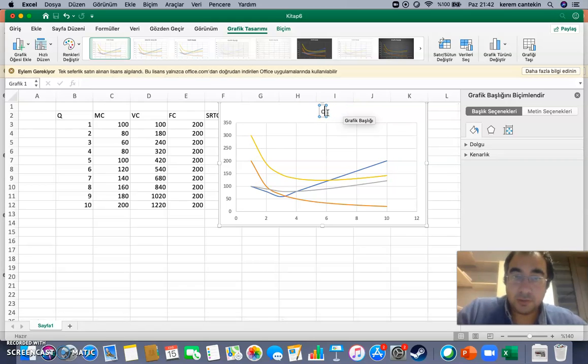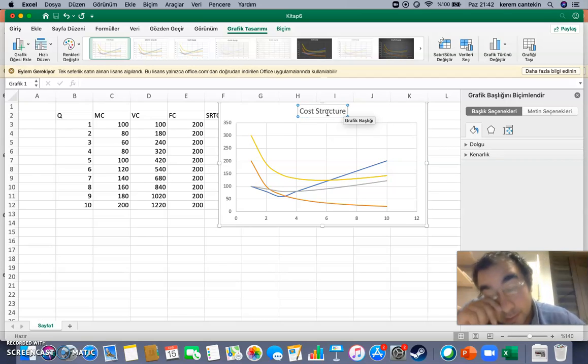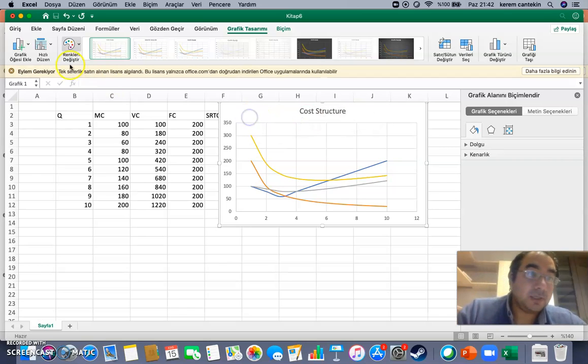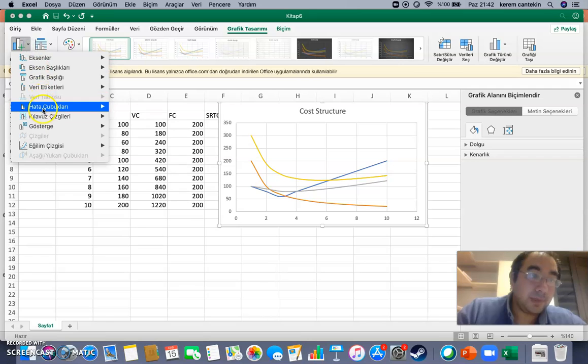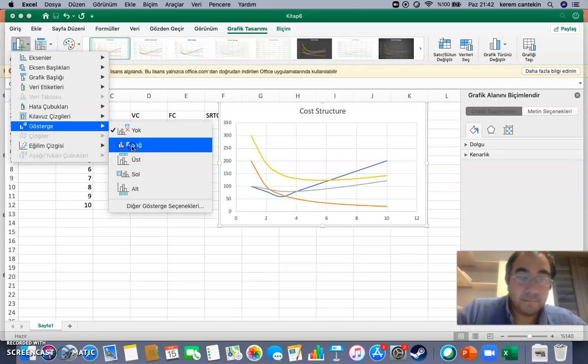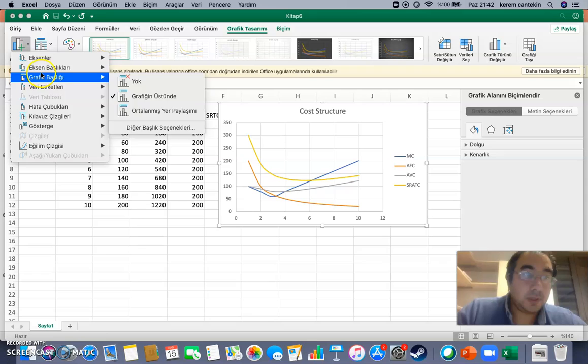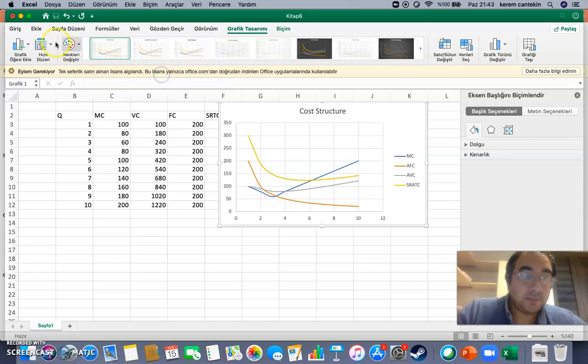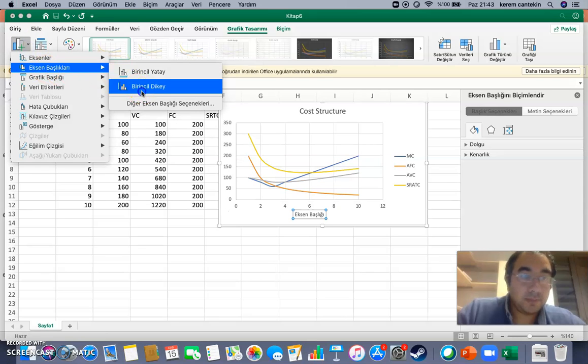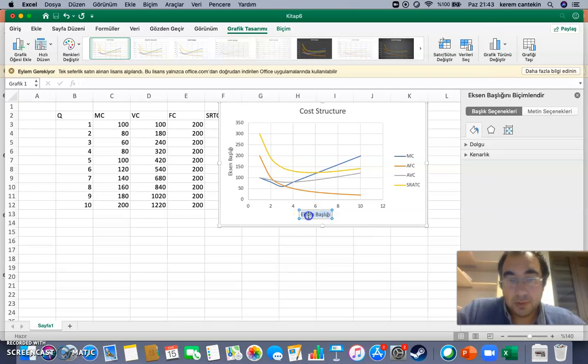Let's write cost structure. Let's have the legend. And you can also do quantity and average costs.